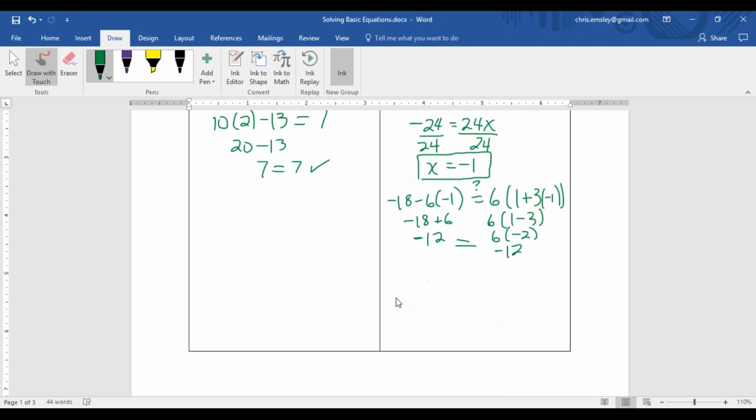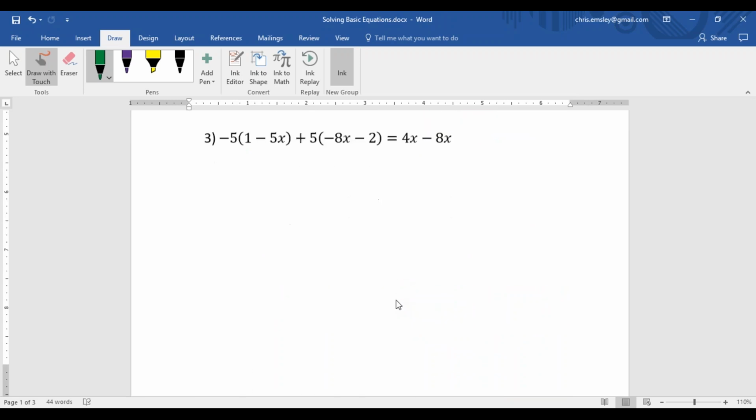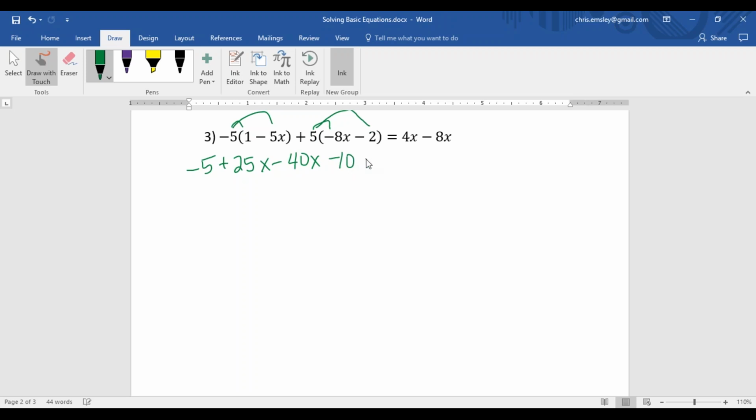Okay, let's step it up just a little bit more. On the next one, we have multiple sets of parentheses here, but the procedure still is the same. We need to get rid of those parentheses, so we're going to have to distribute through both of them. First off, we get negative 5. Watch your signs here. Negative 5 times negative 5x gives me a positive 25x. Here I've got 5 times negative 8, so I get a minus 40x minus 10.